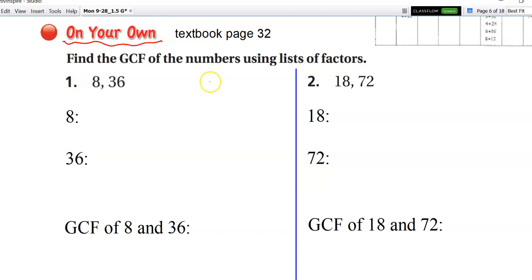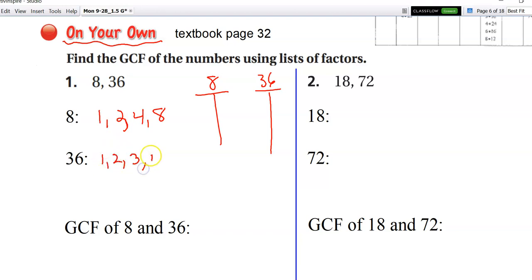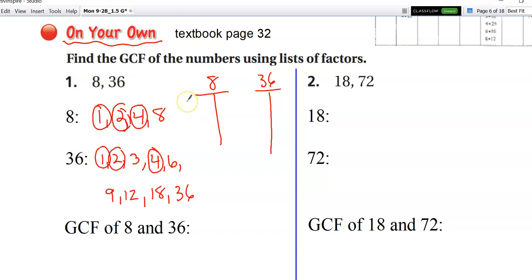So I'm going to show you again, if you want to do factor pairs because it's easier for you, you're welcome to do that. I'm just going to go ahead and list the factors of 8: 1, 2, 4, 8. 36 is 1, 2, 3, 4, 6, 9, 12, 18, and 36. And then I'm circling the common factors. I see 4, and it looks like 4 is the greatest common factor.